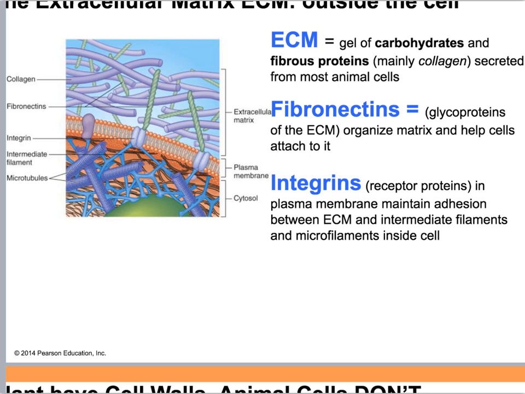Some of the fibers in the extracellular matrix are called fibronectins, and fibronectins help to organize the extracellular matrix, and they attach the cells to that extracellular matrix. There are also proteins that we refer to as integral membrane proteins. They're stuck in the membrane and are called integrins. Integrins help tie the extracellular matrix to the cytoskeleton.